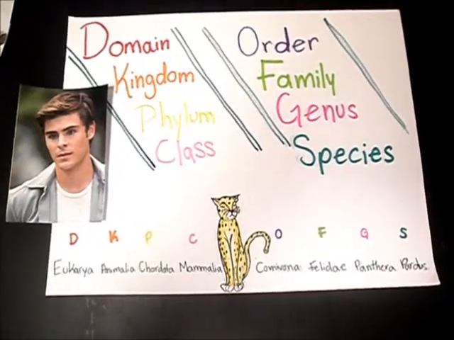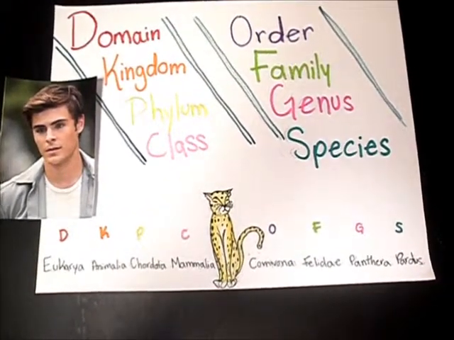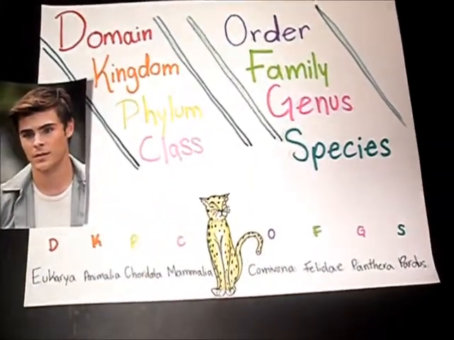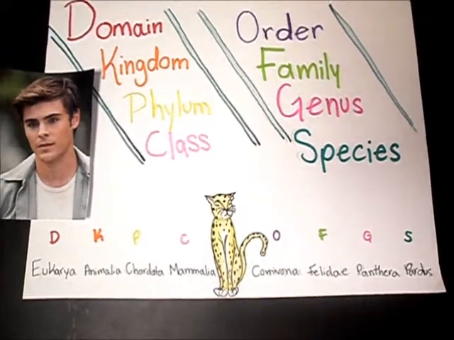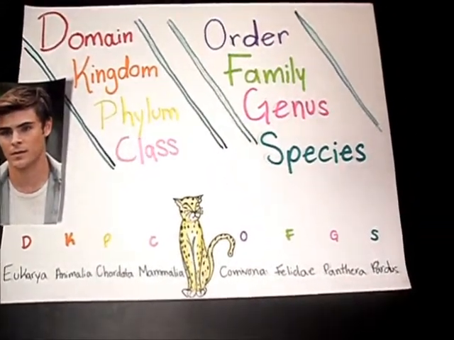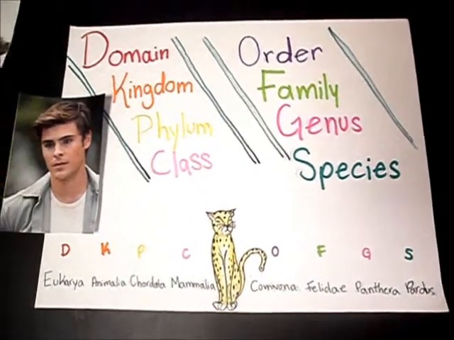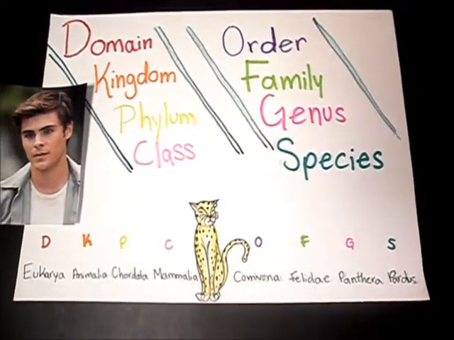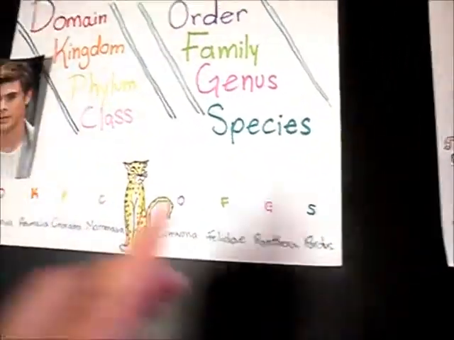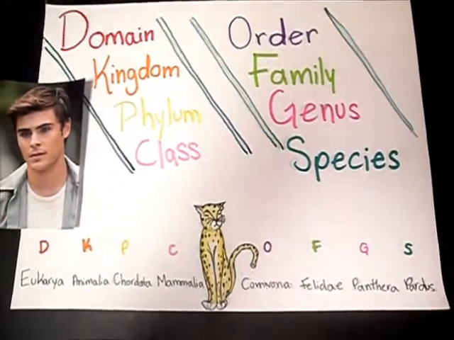Let's look at an example. Here we have the hierarchical classification of a leopard. The leopard is in the domain Eukarya, kingdom Animalia, phylum Chordata, class Mammalia, order Carnivora, family Felidae, genus Panthera, and species Panthera pardus. Notice that the species has 2 names instead of 1.